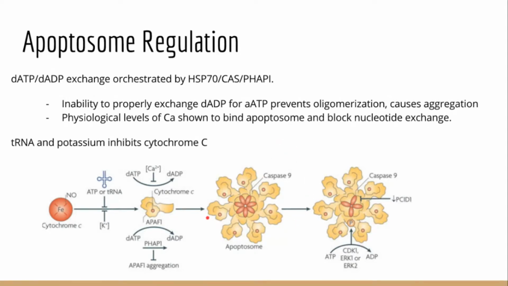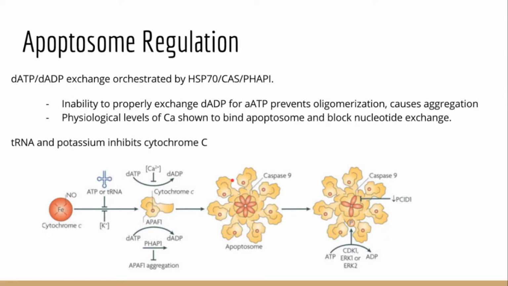It's also been demonstrated that physiological ranges of calcium can influence dATP and dADP exchange. Specifically, high concentrations of calcium prevent apoptosome formation, which does seem kind of at odds with other research, because generally when I think of high calcium, I equate that with cell death, but I don't really know exactly why. Cells are complicated.